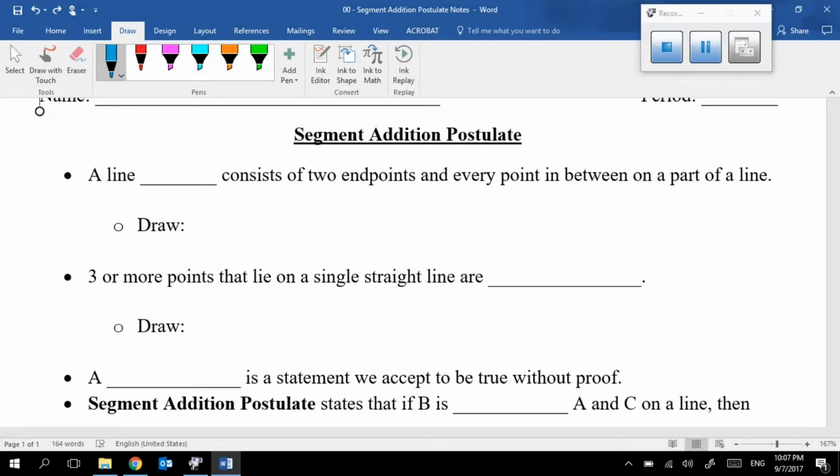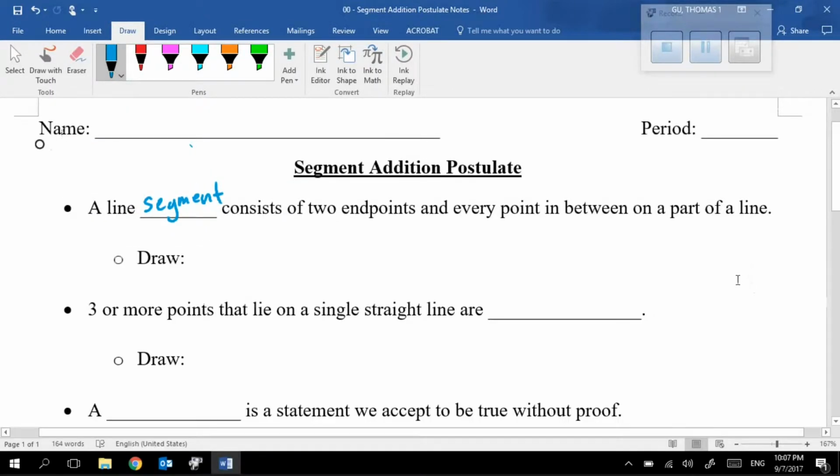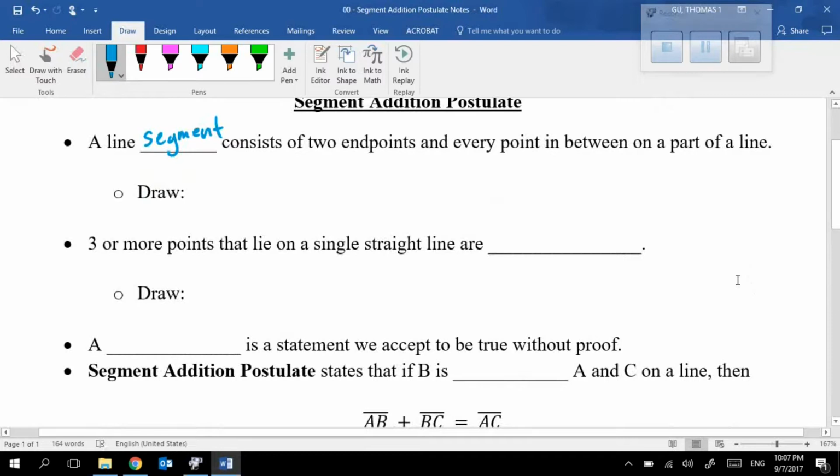A line blank consists of 2 endpoints and every point in between on a part of a line. What goes in the blank? 3, 2, 1. Segment! Someone in these classes was complaining about my handwriting. Maybe if I make this thinner, it would be better. Okay, and then let's draw a picture of a line segment.